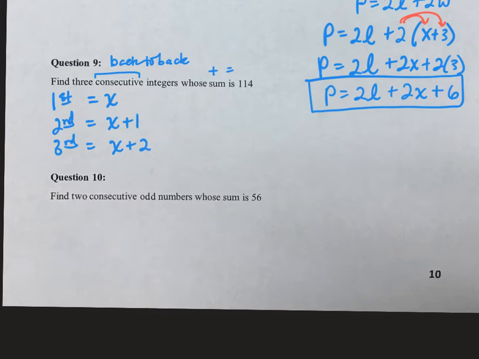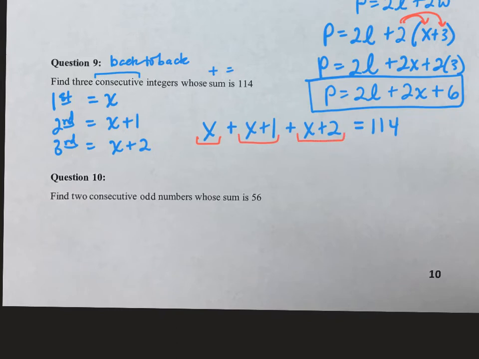Okay, so now we're told that there are 3 consecutive integers whose sum is 114. That means I'm just going to add those together. So x plus x plus 1 plus x plus 2, add them together, the sum is 114. I've got my first integer, my second integer, and my third integer.